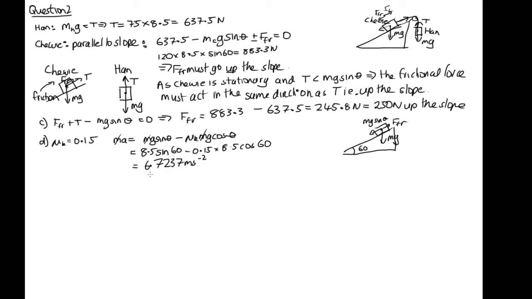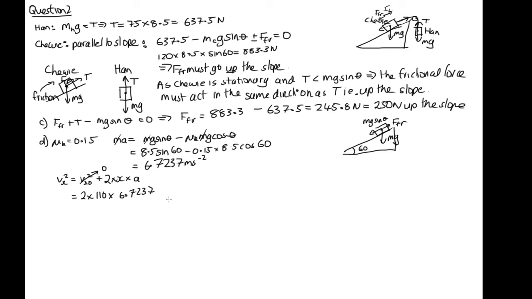Okay, but we weren't asked to get the acceleration, we were asked to get his final speed. So in order to do that, we can use the final speed squared is going to be equal to the initial speed squared plus 2 times the distance times the acceleration. And we've now got the acceleration, and we've got the distance, it's 110. And he starts from rest. When the rope breaks, he was at rest. So this is 0. So we've now got 2 times x, which was 110 times 6.7237.